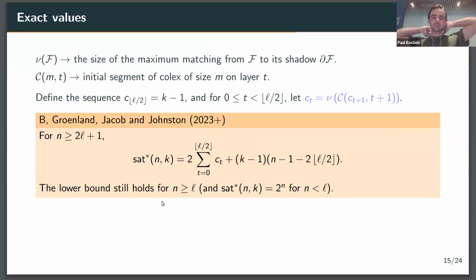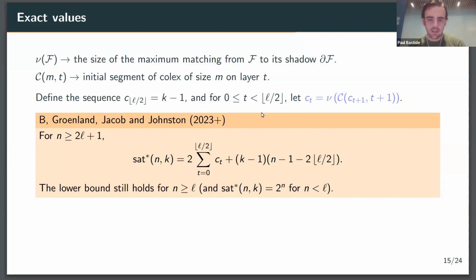And surprisingly, and I will explain why it's surprising a bit later in the talk, we managed to get the exact value for this saturation number on a very mild condition on n. We want n to be of size at least 2L plus 1. If you don't remember what L is, it's not that big of a deal. Just treat it as log k. So we just want n to be more than 2 log k. Okay, so that's a very mild condition. And for any of those L and any of those k, we have this exact statement.